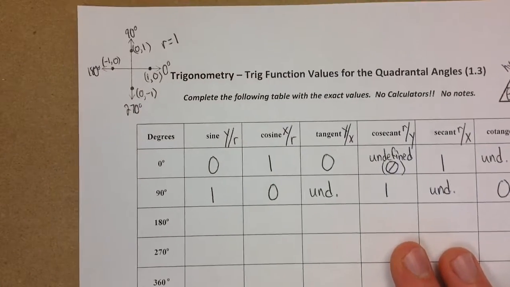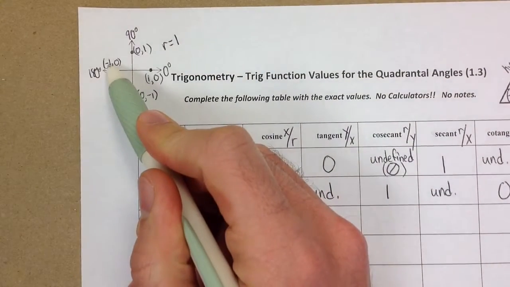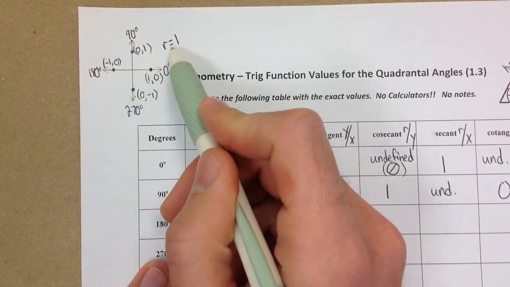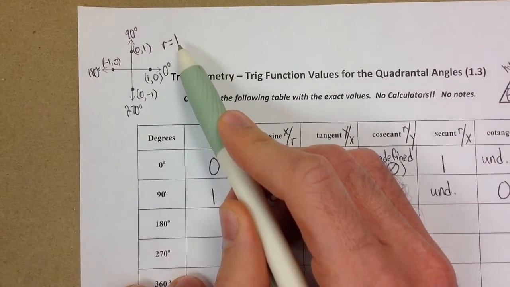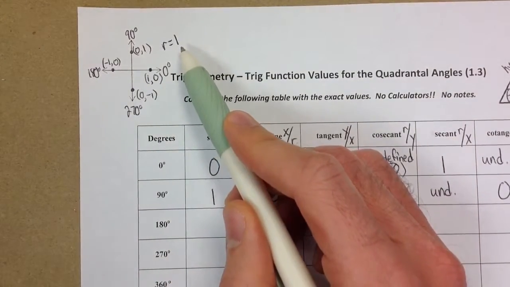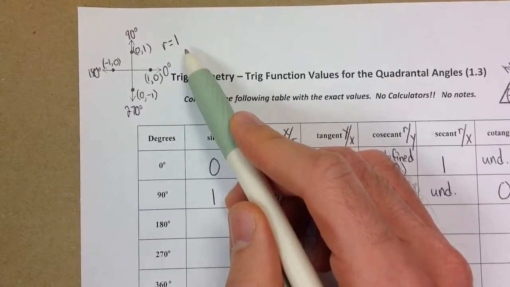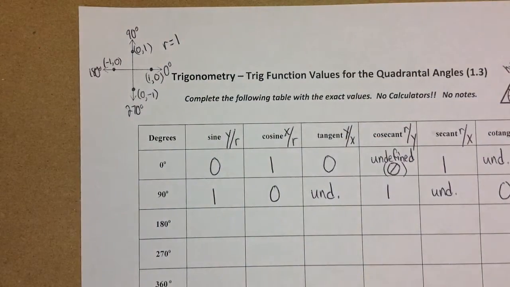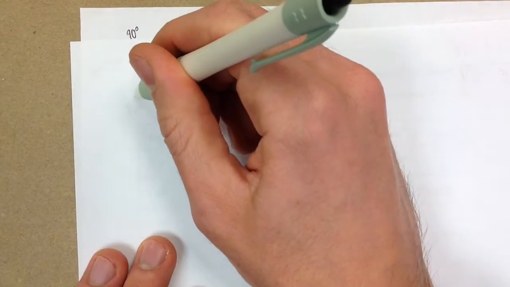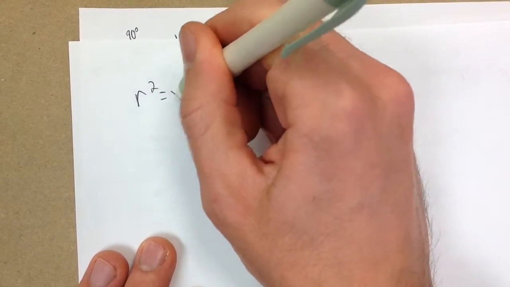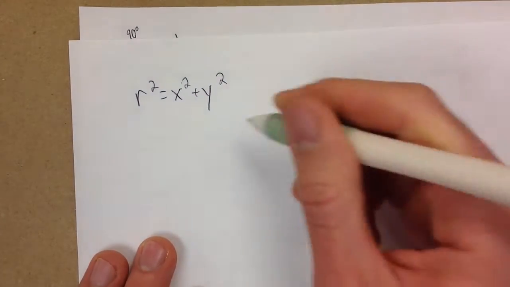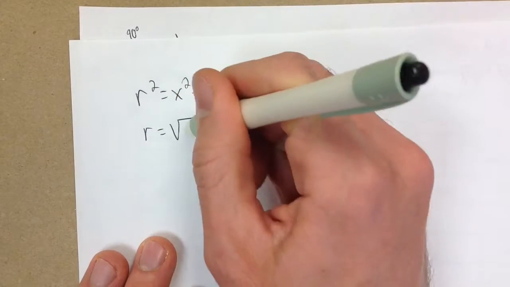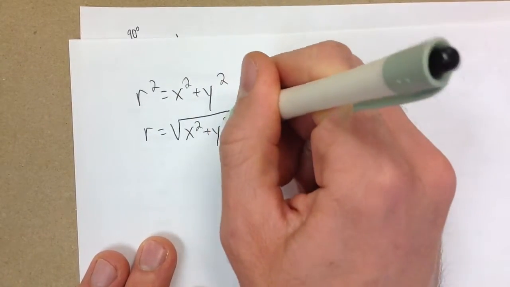Now 180. You're using these points here. R is still 1. R is positive, always. Okay? So I'm glad that you said that. Why is r always positive? Pythagorean theorem, just like the hypotenuse. R squared equals x squared plus y squared, right? R is therefore the square root of x squared plus y squared. Agree?